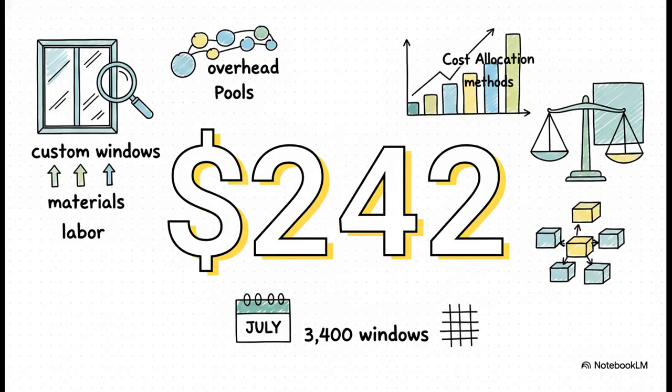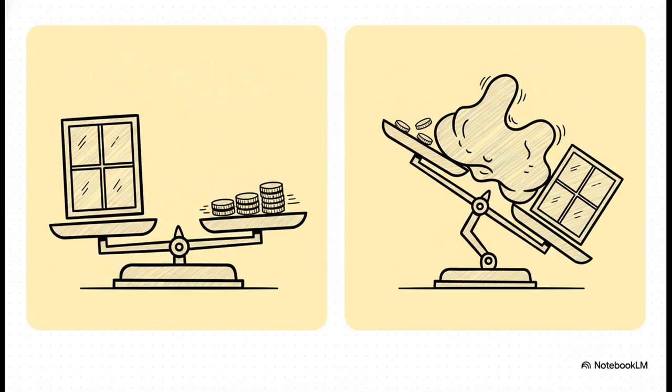So after adding the baseline direct materials and direct labor to those highly specific overhead pools we just calculated, and then dividing that whole shebang by the 3,400 windows they produced, we land exactly at $242 per custom window. Just look at this stark contrast. If Woodland had stuck to a traditional direct labor base, the per unit cost would have appeared significantly more expensive.